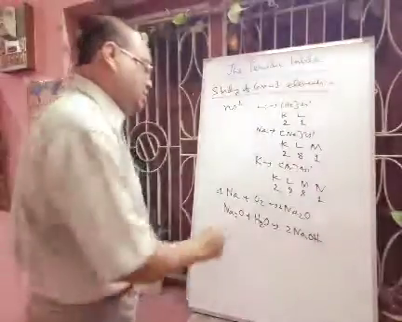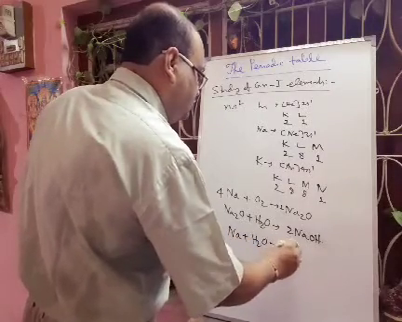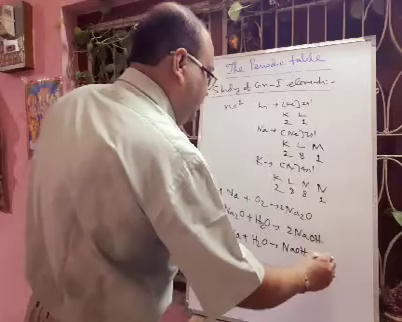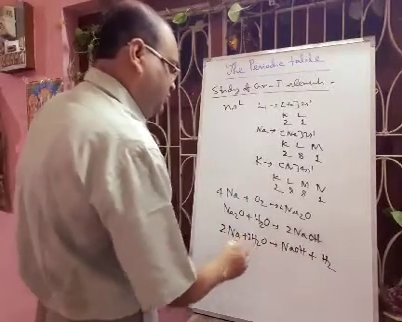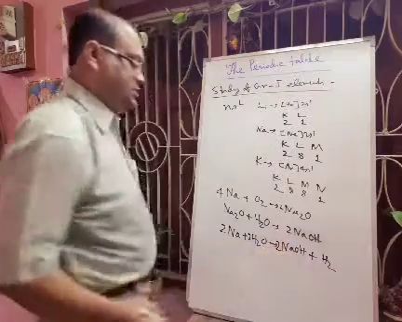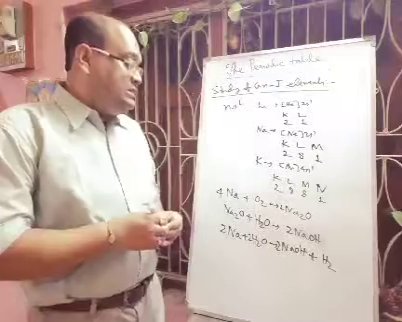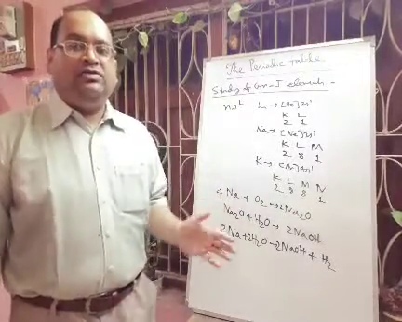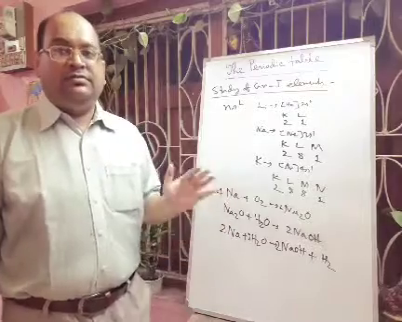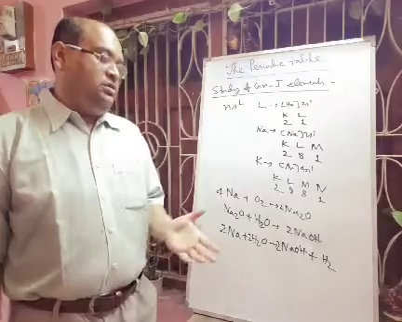Now sodium can directly react with water. When sodium is directly reacting with water, it will also produce sodium hydroxide and there will be formation of hydrogen gas. Here if you put 2 here and 2 here, then twice NaOH plus H2. Hope you can understand. And these alkali metals will react violently with water, and they also react violently with acid.